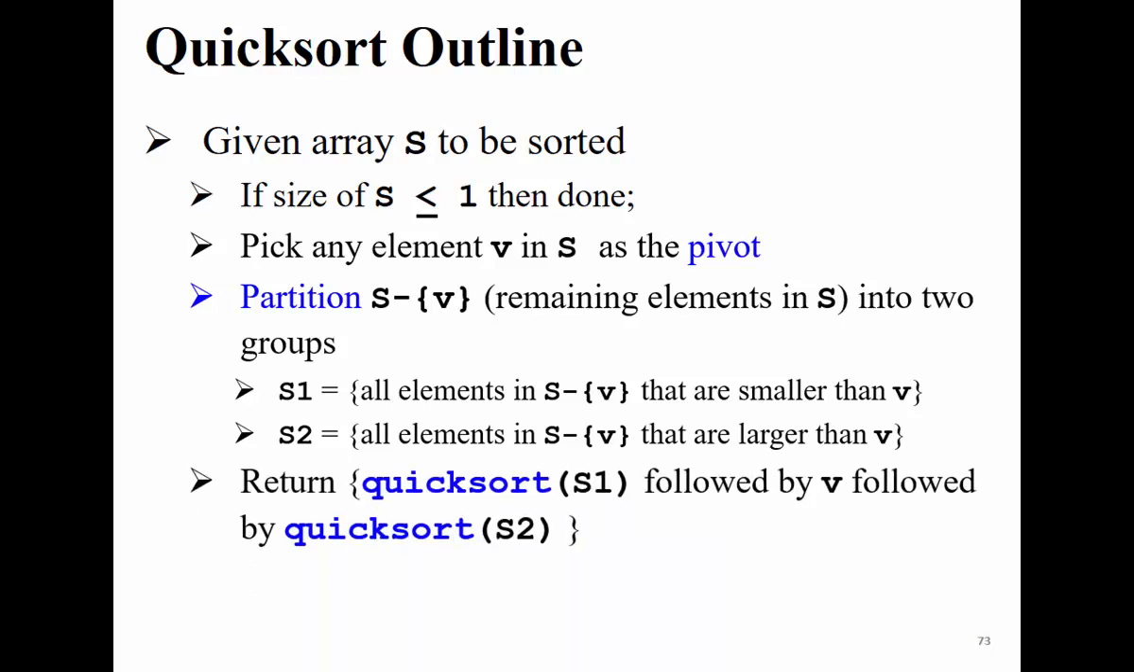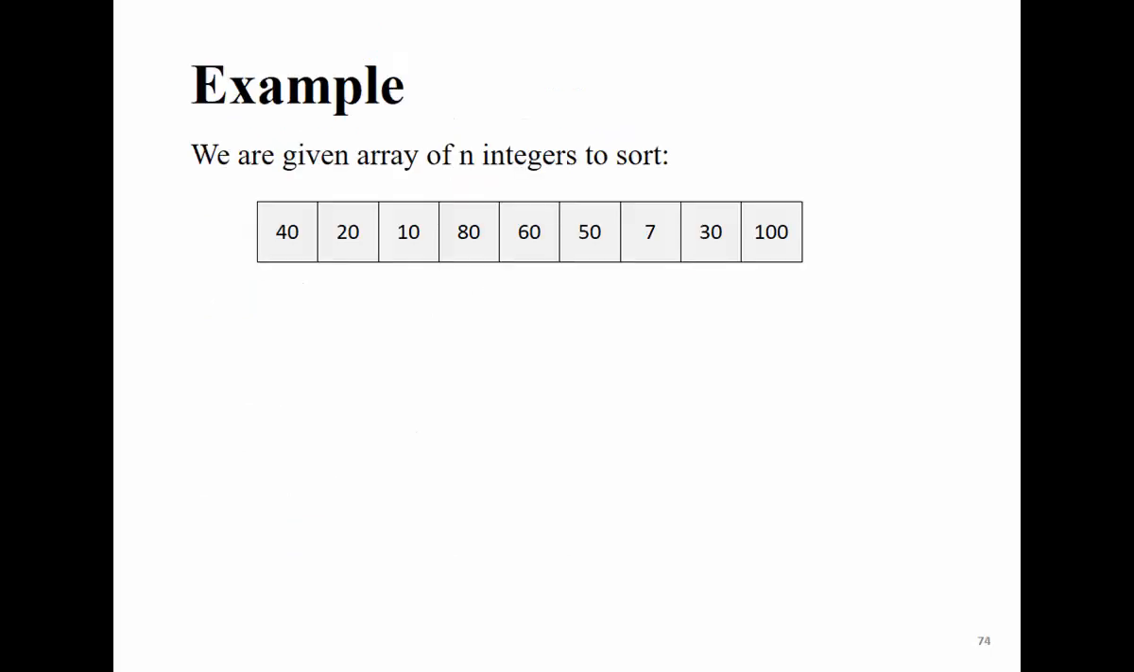And then recursively call Quicksort for S1 and S2. You now have two sets: in S1, the elements are less than the element at V, and in S2, all the elements are greater than the element at V. This is an example; an example makes it easier and clearer.